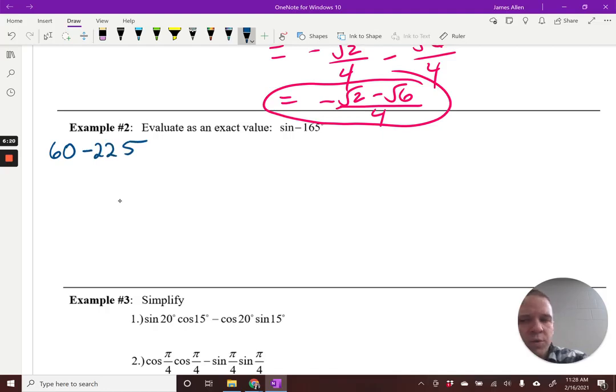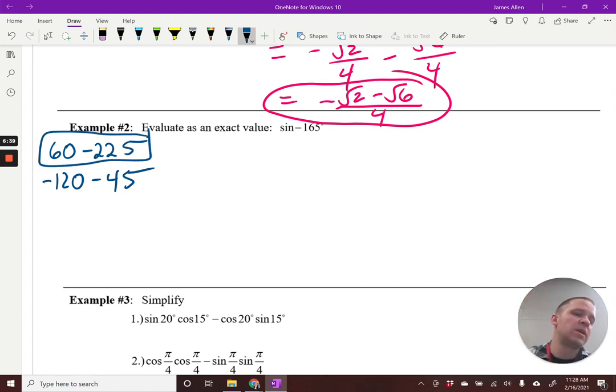I could do negative 120 and minus 45, not 44. Okay. So either one of those would be fine. I'm going to go with the first one here. Let's do it. Sounds fun. All right. So what I have here is sine. I'm going to write it down.